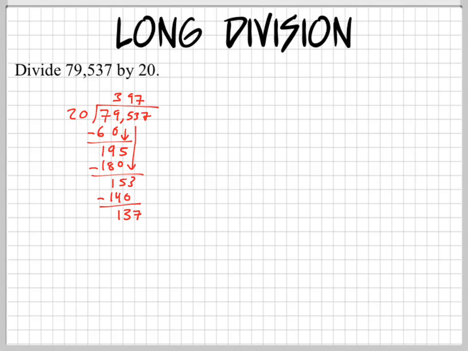I'd bring down the 7. And then I would say 6, and that would be 120. Subtract would be 17. Then you would put remainder 17. But then you learned about fractions, and then instead of putting remainder 17, you would put 17 over 20. So the answer is 3,976 and 17/20.